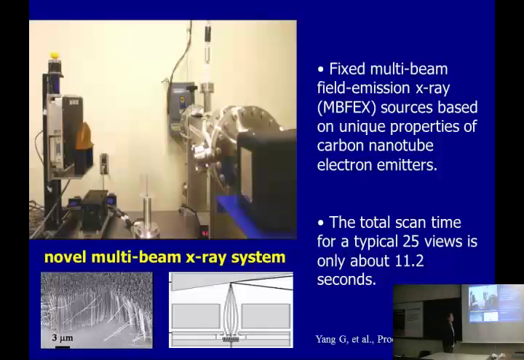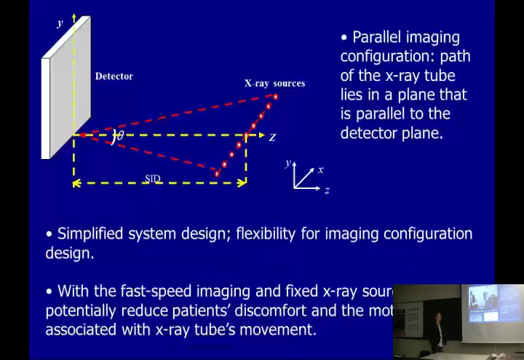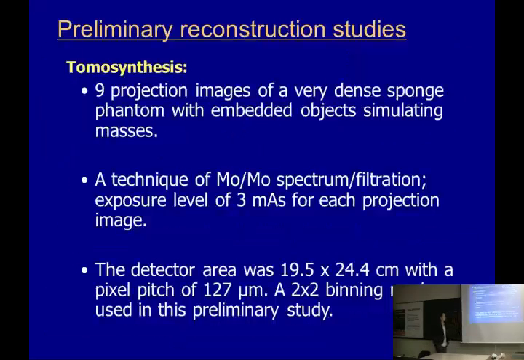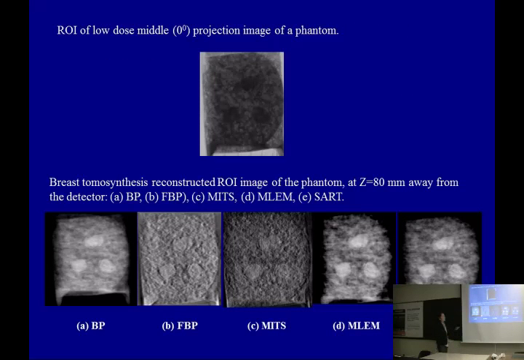This is a picture of the device at our collaborator's lab in the physics department. Here is the detector and a breast phantom. This is a fixed multi-beam X-ray source based on the carbon nanotube technology. In our lab, we are doing image reconstruction and imaging configuration optimization. We modify the reconstruction for the parallel imaging configuration and then do reconstruction and configuration optimization. For example, we can look at some preliminary reconstruction studies. We have many different phantom studies, with objects like a sponge or a breast biopsy phantom. For the sponge phantom, you can have some objects embedded inside the sponge, take X-ray images, and then reconstruct.